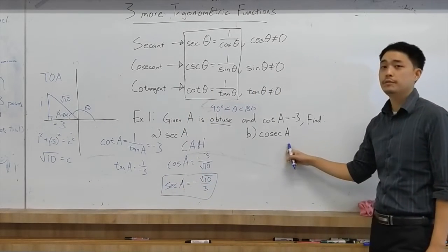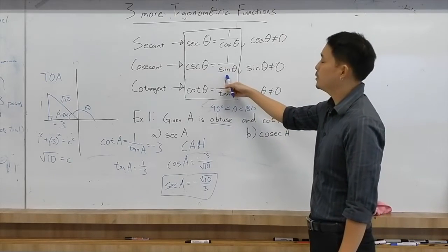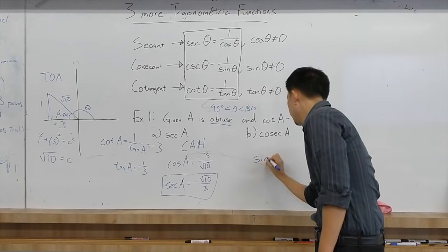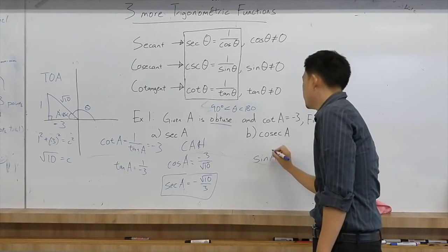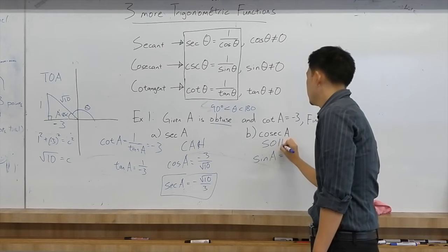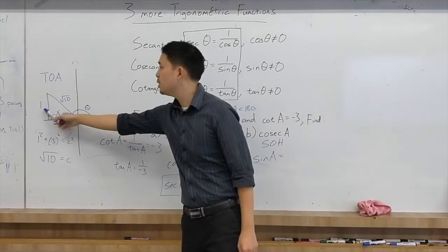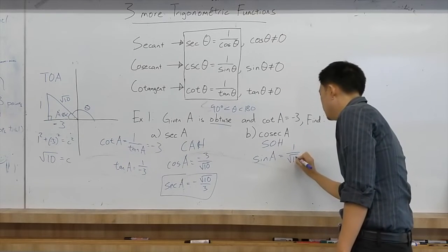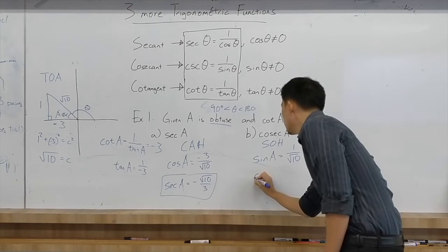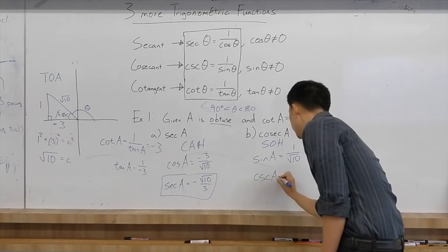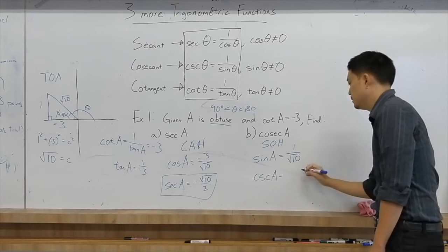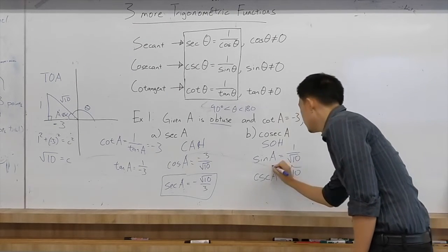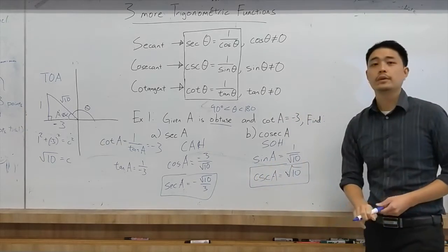Do the same thing for cosecant of A. Cosecant of A, let's look at our table, it's the inverse of the sine. So let's look at sine of A first. And remember, sine of A, we are looking at opposite over hypotenuse. So opposite here is 1 over hypotenuse is root 10. So 1 over root 10. That means that the cosecant of A is just the reciprocal of that, which is just straight root 10. And there you have it.